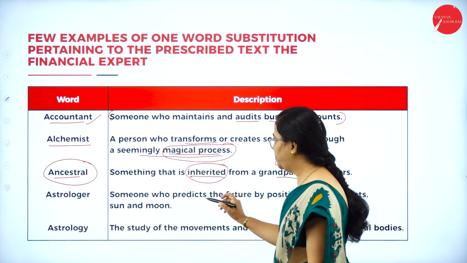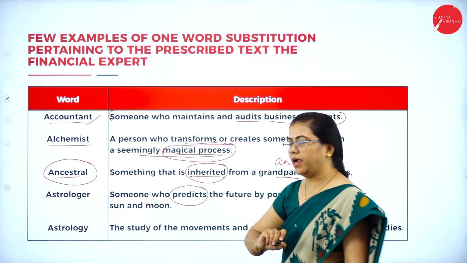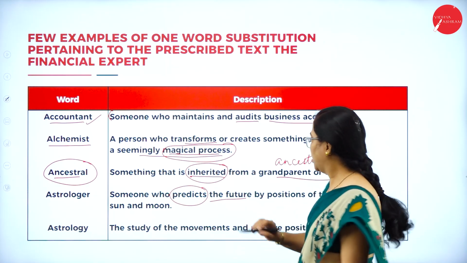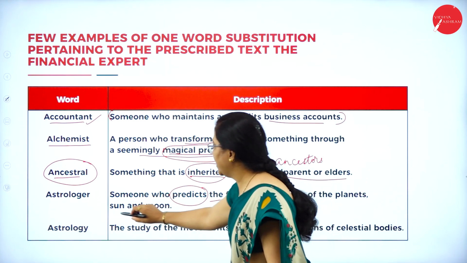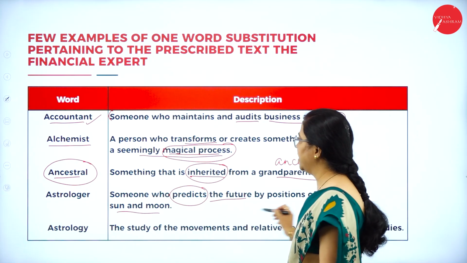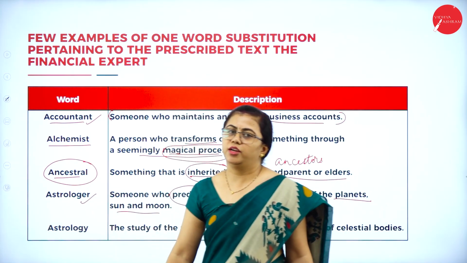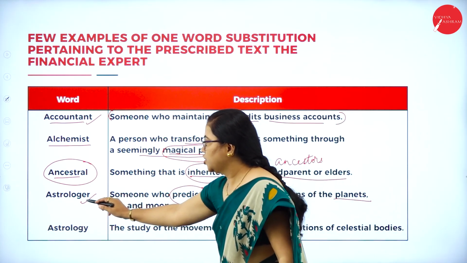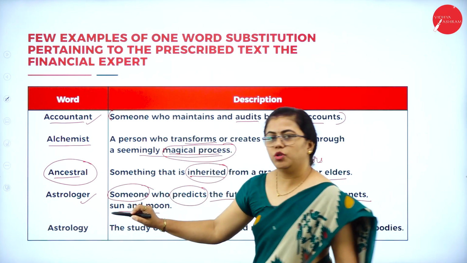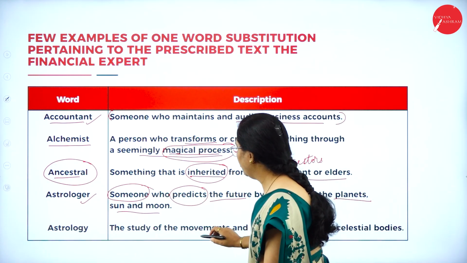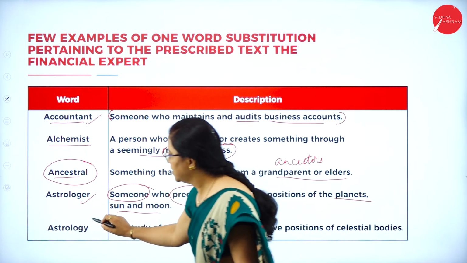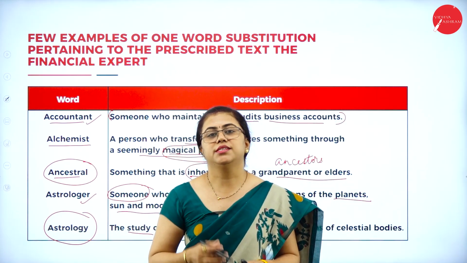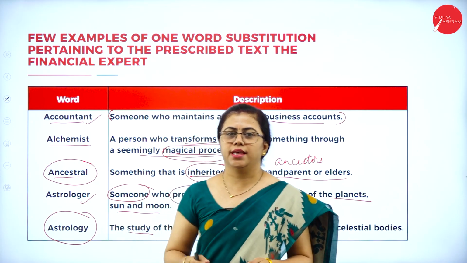So next, someone who predicts. So the word predict should be in your mind. Then predicts the future. Future also you can keep in mind. By the position of planets, sun and moon. So prediction, planet, sun and moon, everything is related to astrology or astrologer. So an astrologer is a person who does this. The study of movements, the science, is called astrology. The person who does it is an astrologer.